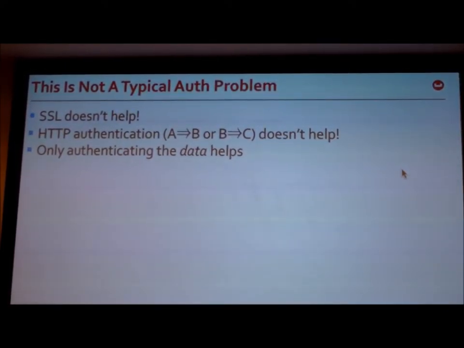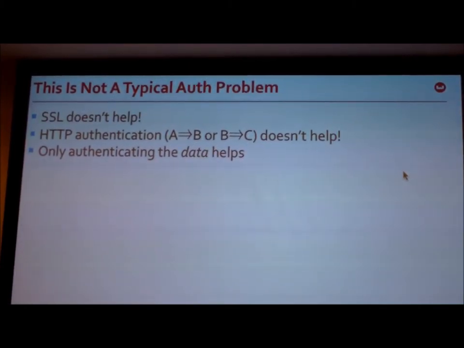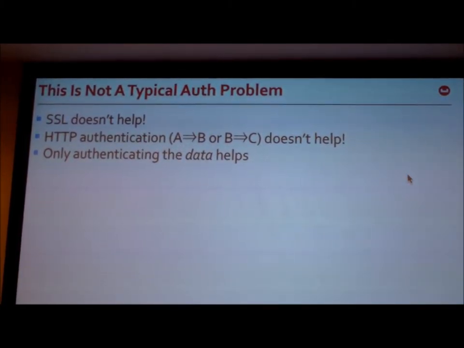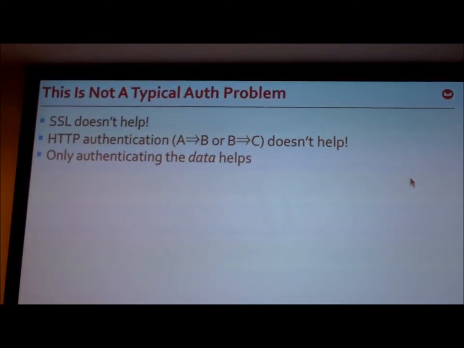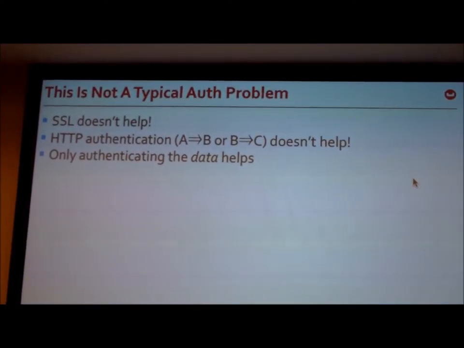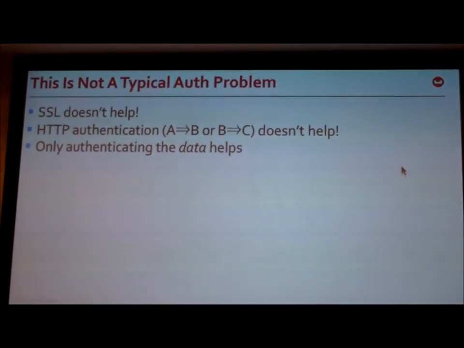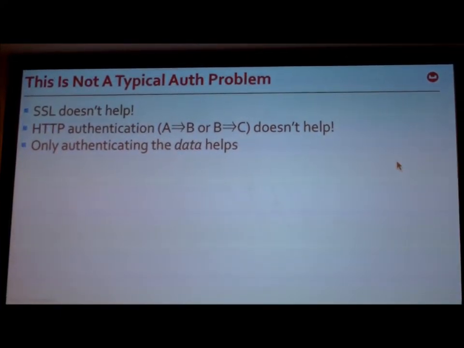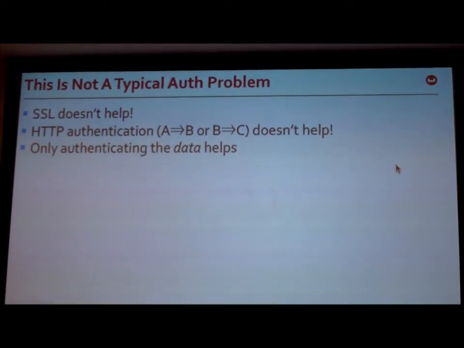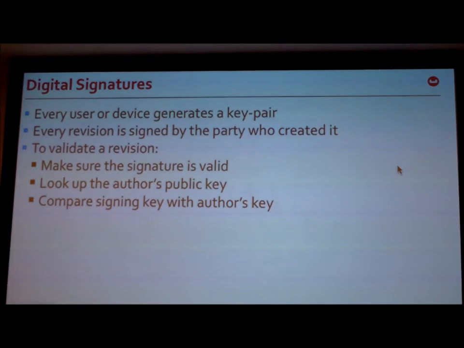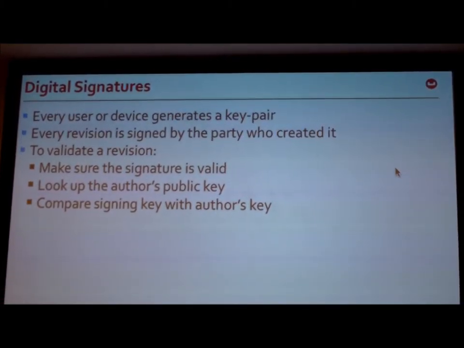Well, we have no servers, right? So there's no central authority, and then there's no trust, right? So we don't know if the data is for real. We can't really use SSL. That just secures the channel, but that doesn't prevent the document issue that I just described. HTTP authentication doesn't really do anything for us either, because A has to authenticate to B and B has to authenticate to C, but there's nobody connecting A and C together because they don't know about each other.